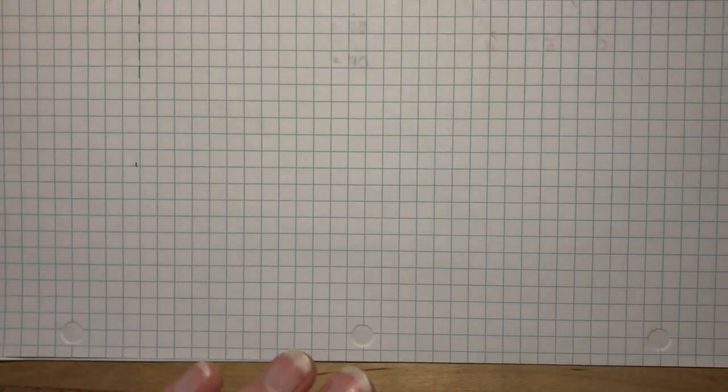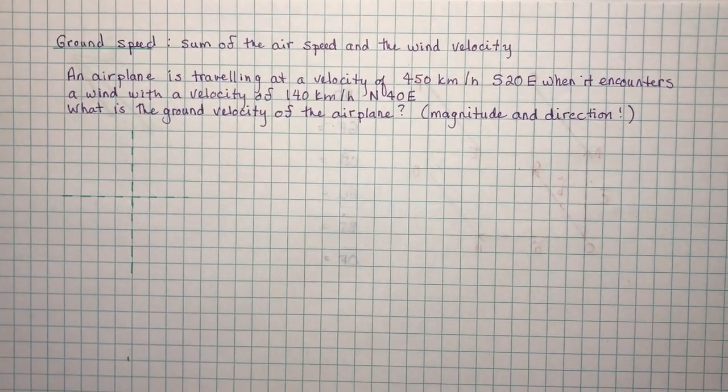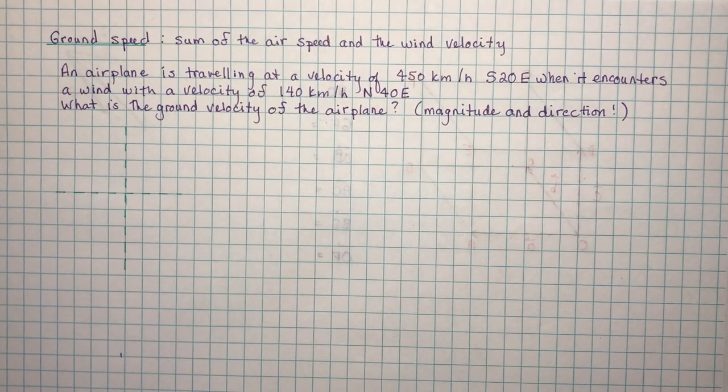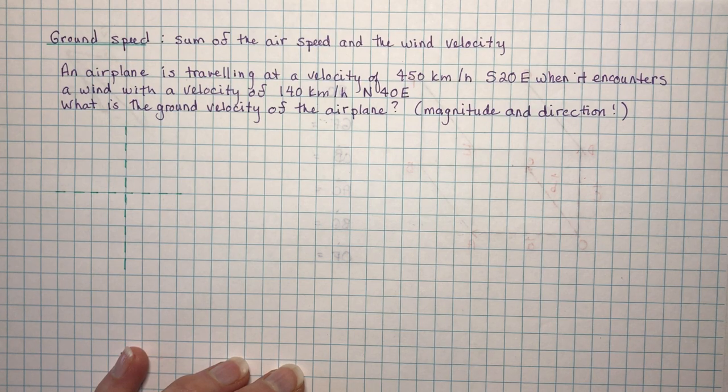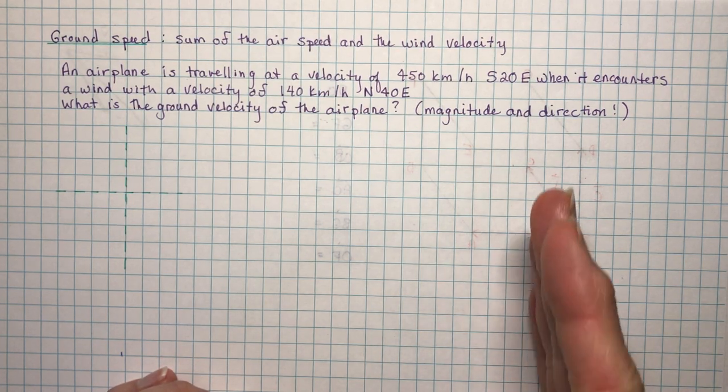So let's go on to another thing you need to know, which is ground speed. So when they talk about ground speed, all that means is the sum of the airspeed and the wind velocity. In other words, when you're up in the air in a plane and you're flying, let's say you're flying at, I don't know, how fast do planes go? Let's say 400 kilometers an hour. And the wind is pushing you. So say the wind is behind you, your resultant speed is your 400 kilometers an hour plus the wind speed, right? It's pushing you along.